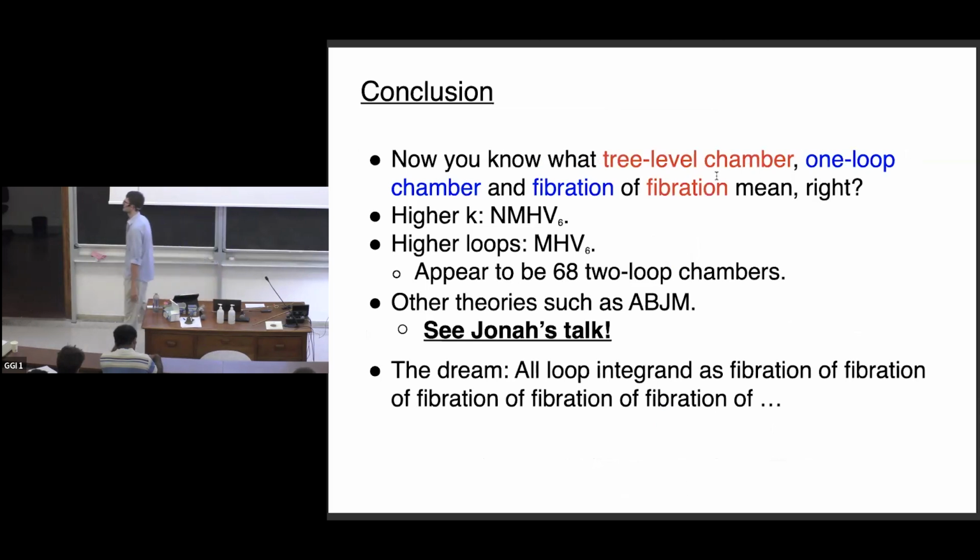So to conclude, I hope you understand what a tree-level chamber is, a one-loop chamber is, and the title of my talk. And if you don't, you'll have another opportunity next week, because Jonah's going to be talking about similar things, but for ABJM theory. So future directions include higher k at 2 loops, higher loops at low k, and other theories such as ABJM. Thank you very much for listening.